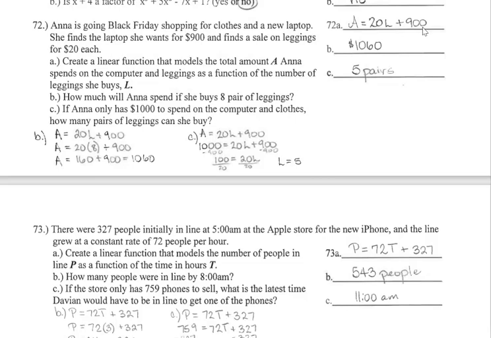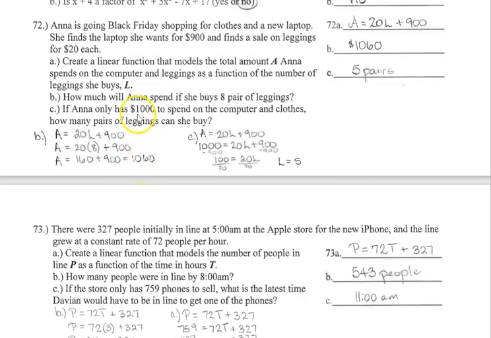So for B, it says, how much will she spend if she buys 8 pairs of leggings? So we want to know what's the amount when the number of leggings is equal to 8. So let's just put 8 in for L. And we'll get 160 plus 900, or 1,060.